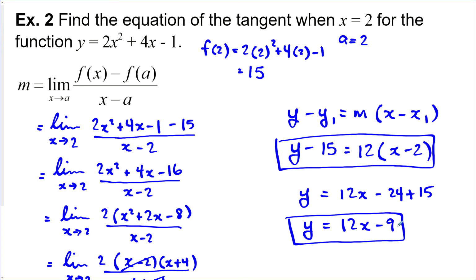But don't think that you have to put it in this form. This is a perfectly good form, unless the question says otherwise.